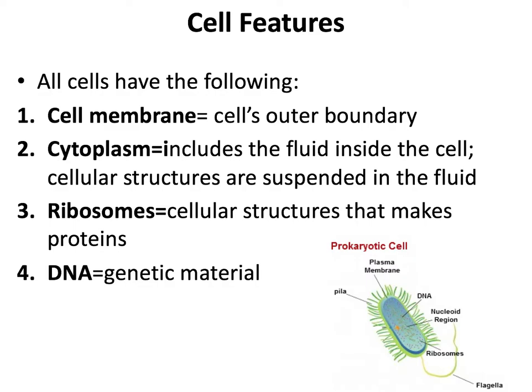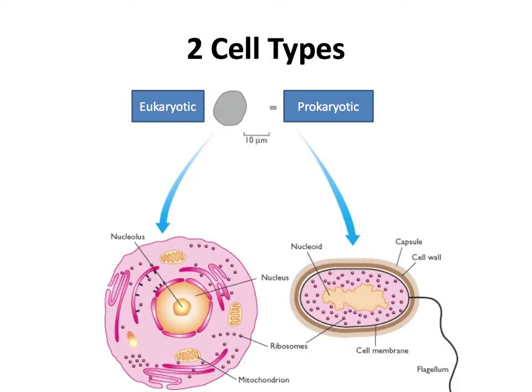So every single cell has to have them. And the last part, all cells have DNA. They have some genetic material. So here are the two main types of cells. We have eukaryotic and prokaryotic, and you can see their sizes compared. Eukaryotic cells are much bigger and more complicated, and prokaryotic cells are smaller and simpler, and they include bacteria.